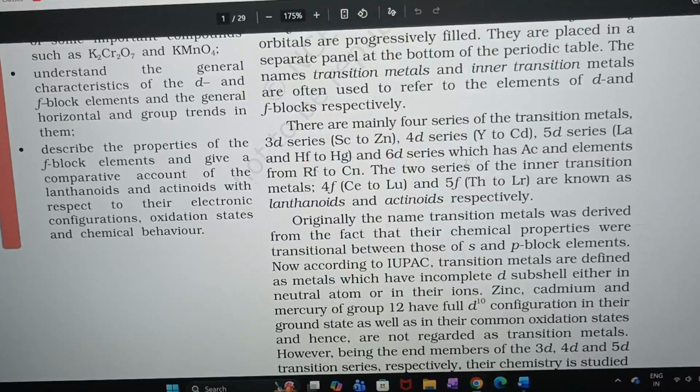And there are similarly 2 series in the inner transition elements, that will be the F block elements. That is 4f and 5f, as I have already told, cerium to lutetium and thorium to lawrencium. They will be called lanthanoids and actinoids.